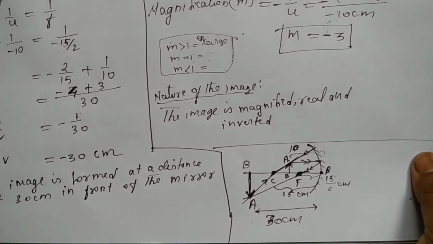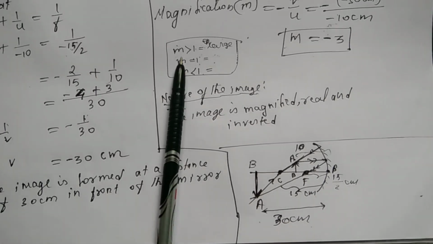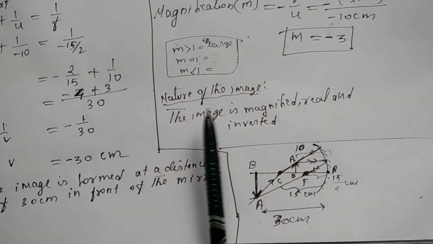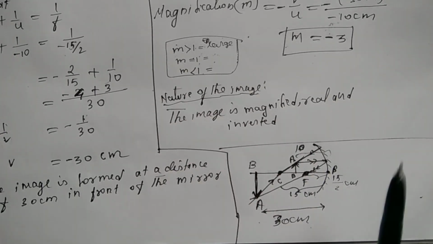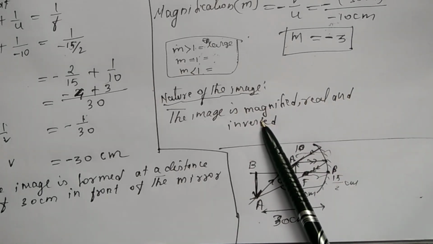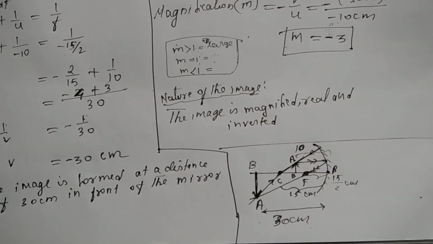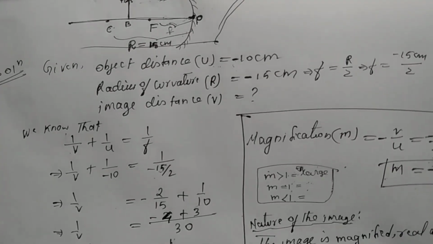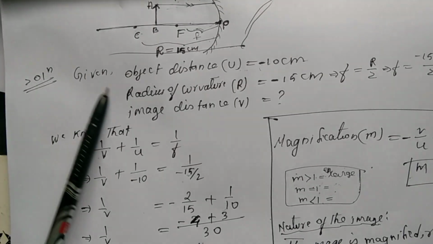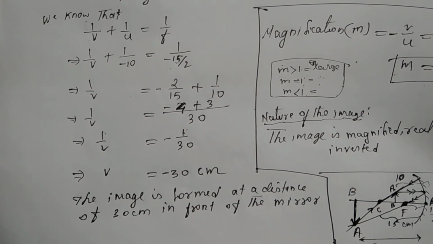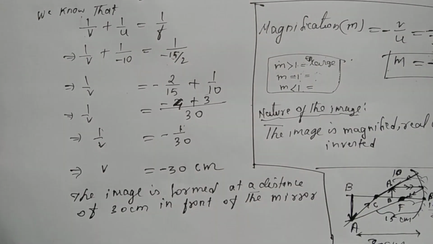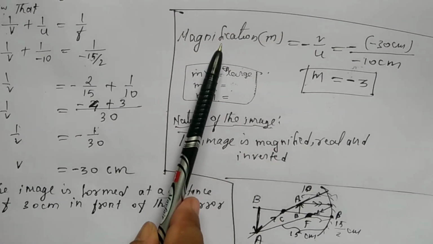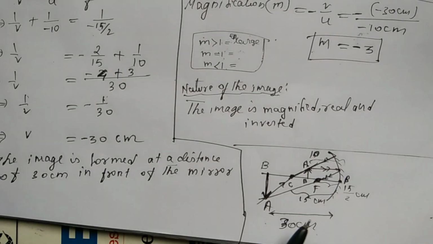And you should know all these conditions, otherwise you won't be able to write whether the image is magnified, real and inverted, or diminished, virtual and erect, right? I will give the link in the description box. So the solution starts from here, look at here, after this write this one up to this. So this is the ray diagram, right?